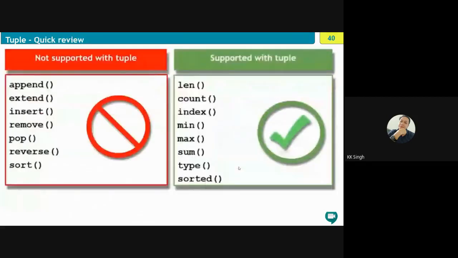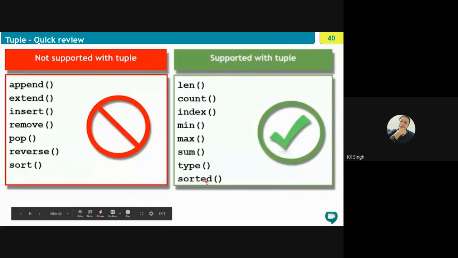Next, what we can do with the tuple and what we cannot. We cannot apply append function, extend method, insert method, remove method, pop method, reverse method, sort method. These methods we cannot apply on tuple, but we can apply these methods on tuple: len, count, index, min, max, sum, type, whether sorted or not. These functions are possible.